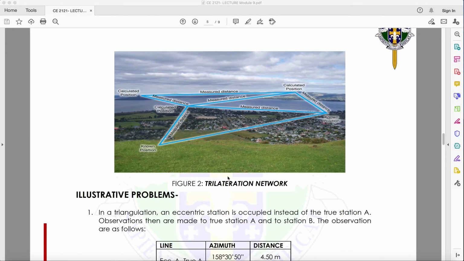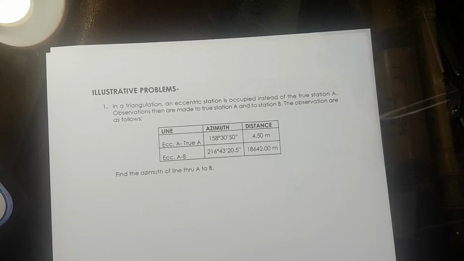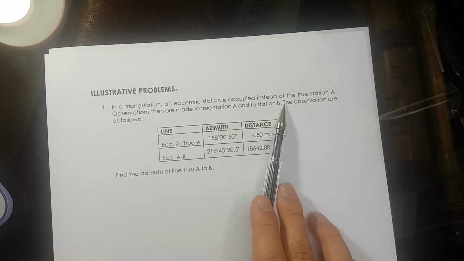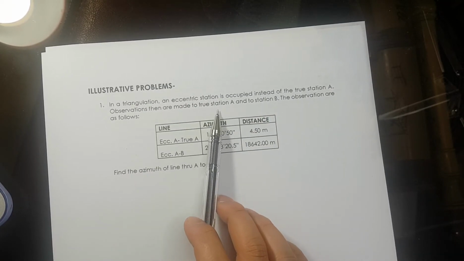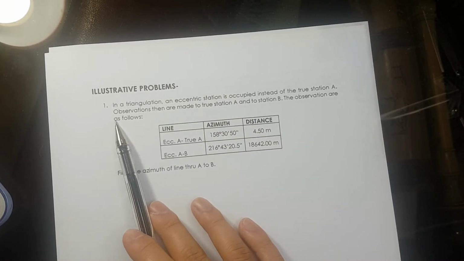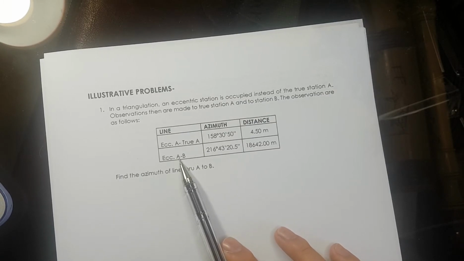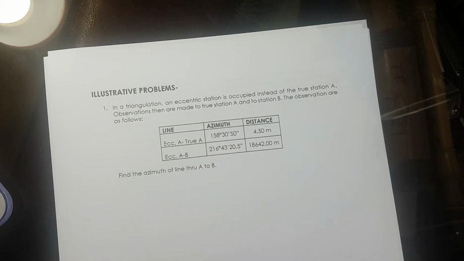Okay, so we have here our illustrative problem. In a triangulation, an eccentric station is occupied instead of the true station A. Observations then are made to true station A and station B. The observations are as follows. When we say eccentric, it is not placed centrally. Therefore, when we say true A and B, this is the true location.